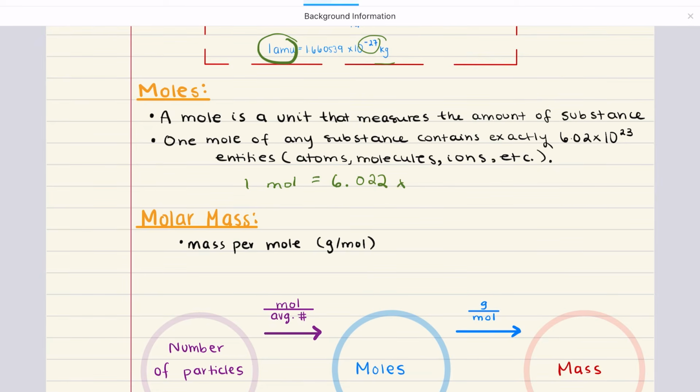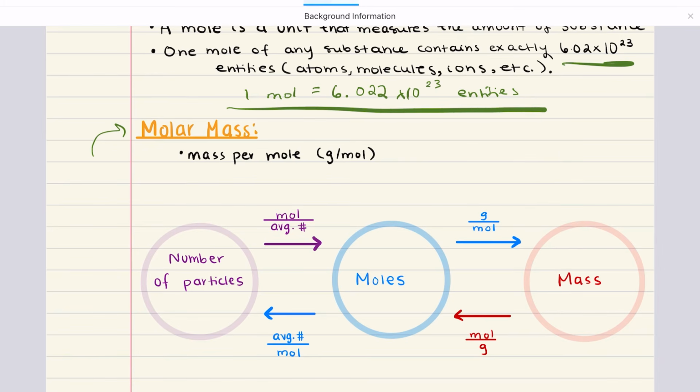6.022 times 10 to the 23 entities, and that could be atoms, molecules, ions, etc. This is known as Avogadro's number, and the mole allows chemists to count particles by weighing them. The mass of 1 mole of a substance is equal to its molecular or atomic mass in grams. And that leads us into talking about molar mass.